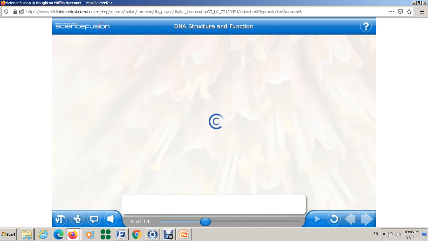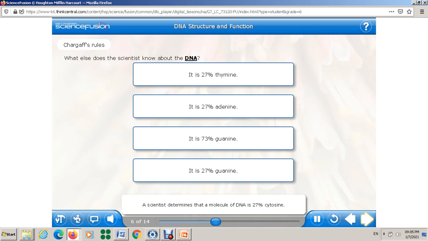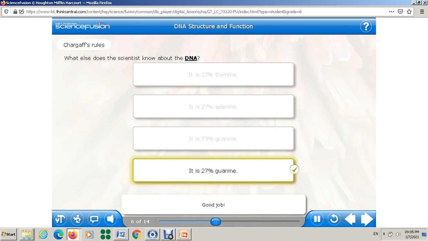Look at this one. A scientist determines that a molecule of DNA is 27% cytosine. What else does the scientist know about the DNA? Click the correct answer. The amount of cytosine is the same as the amount of what? Of guanine. If they mentioned it's 27, so it's 27% guanine. Good job. According to Chargaff's rules, the amount of cytosine must be the same as the amount of guanine in a DNA molecule.